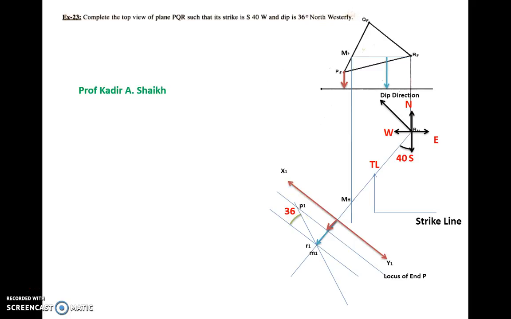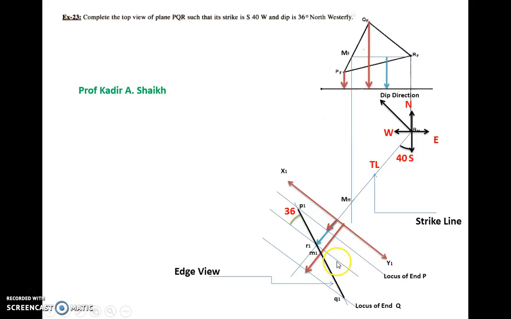In the similar way, measure the distance of QF, draw its locus. Now this locus of end Q will cut the 36 degree line at the point Q1. Now join R1, Q1, P1. Now this is the edge view. Now the inclination of this edge view is called as the dip angle, and obviously it will be 36 degree.